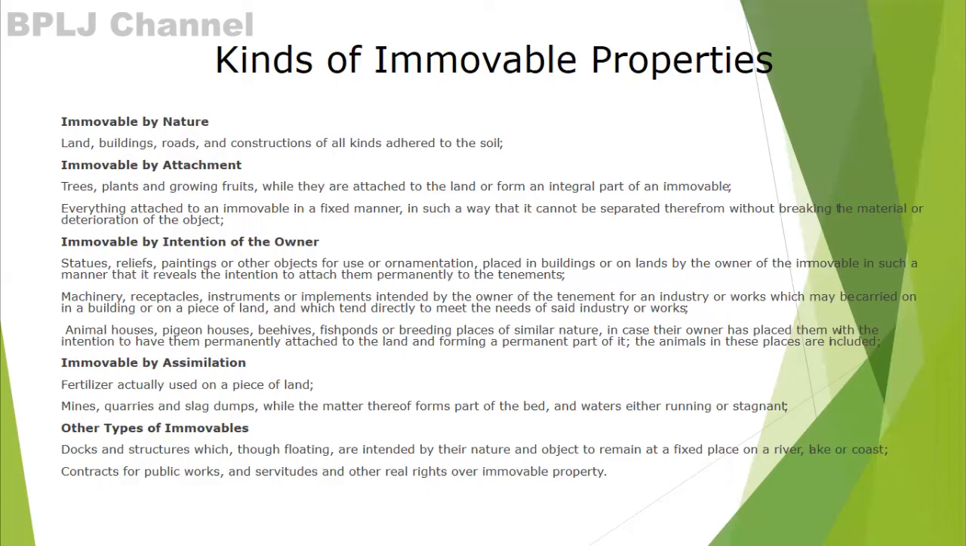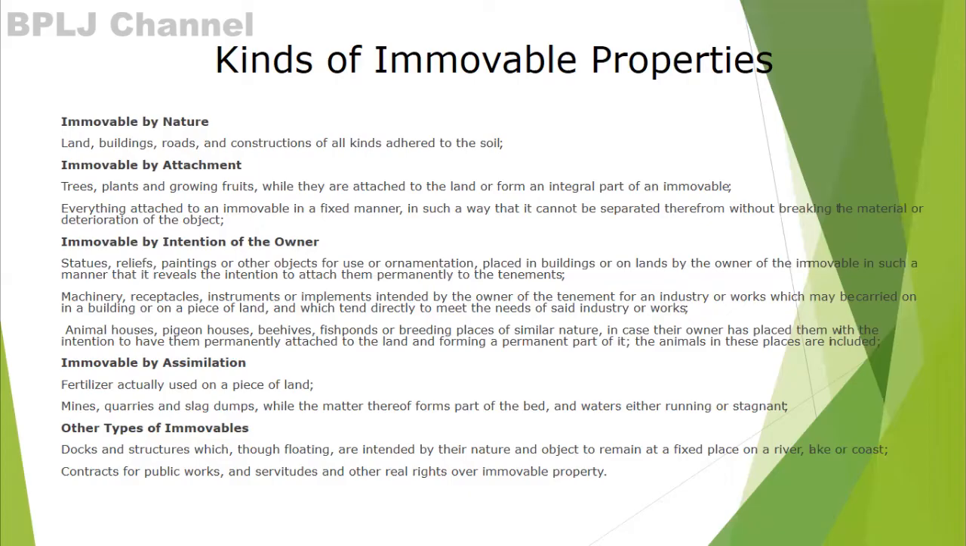So if it is a building, for example, which is intended to be a chocolate making factory, the machinery must be placed by the owner of that building for it to be considered as an immovable. The same is true with respect to animal houses and other similar breeding places. They must be placed by the owner.